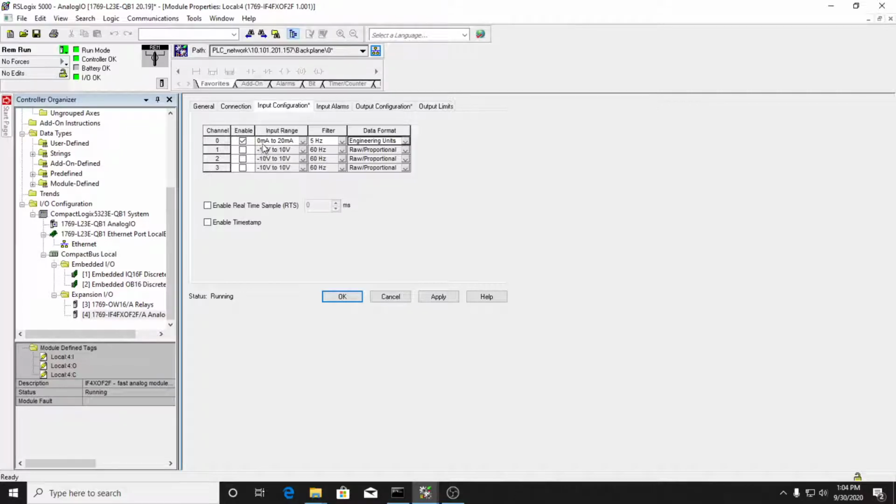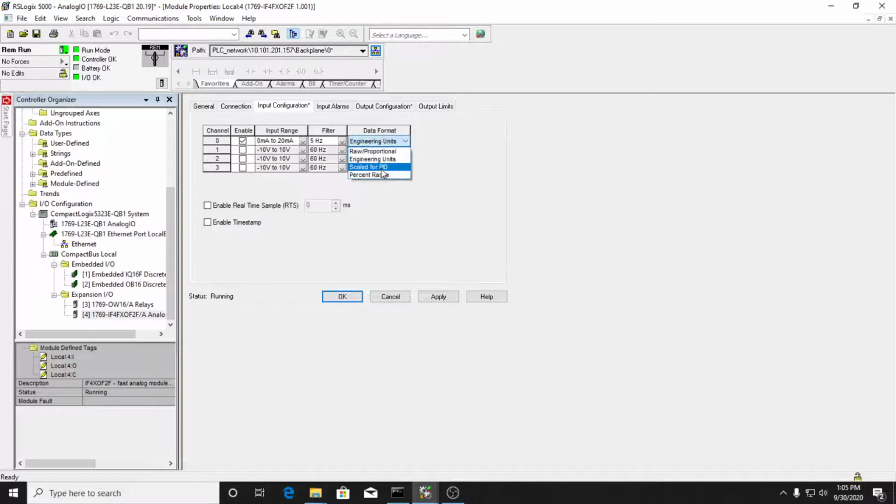So if we're feeding it 0 to 20 milliamps and we select engineering units, what that's going to do is make it microamps. And the reason they do that is because, let's say you had 4.17 milliamps, well, you can't do decimal points with an integer. So they multiply it by 1,000 and make it microamps, so you can have 4,170 microamps, and you don't have to worry about the decimal point, and yet you still have basically three decimal places worth of precision. So that's what they're doing.